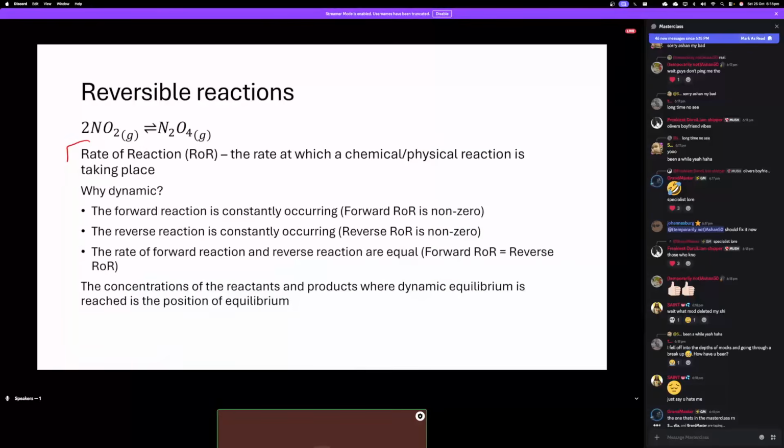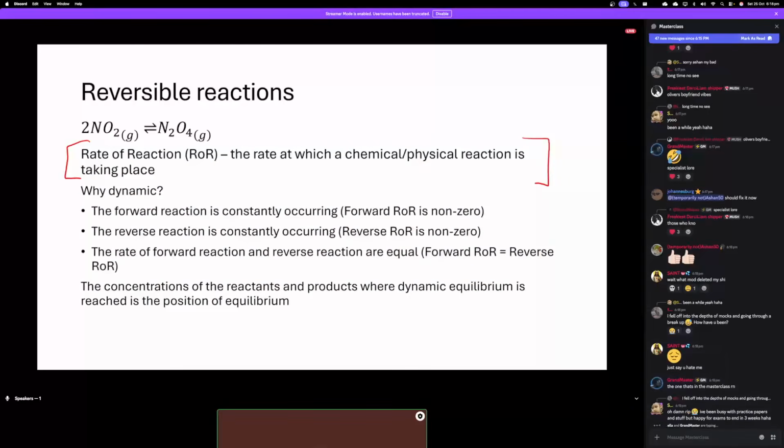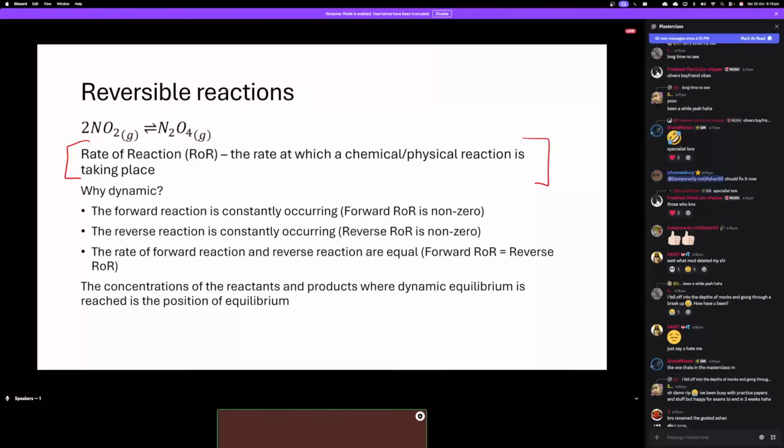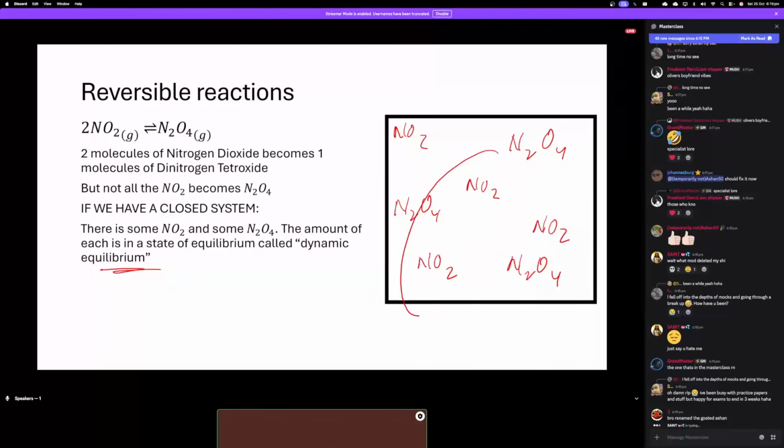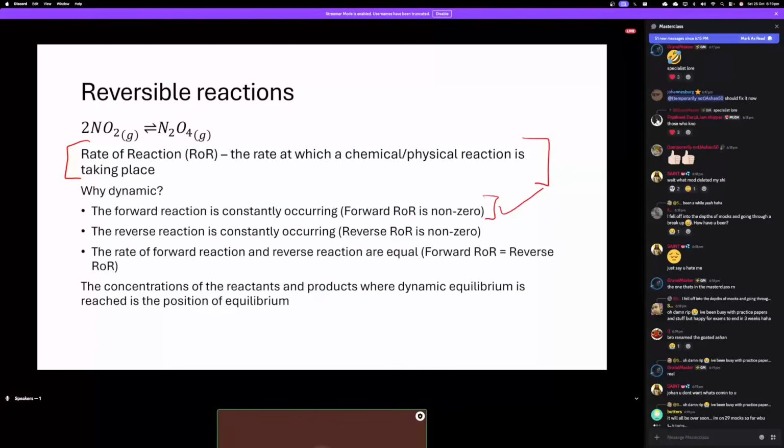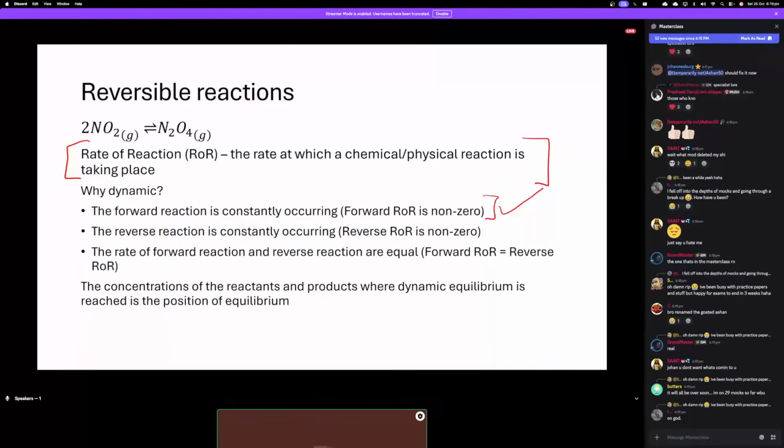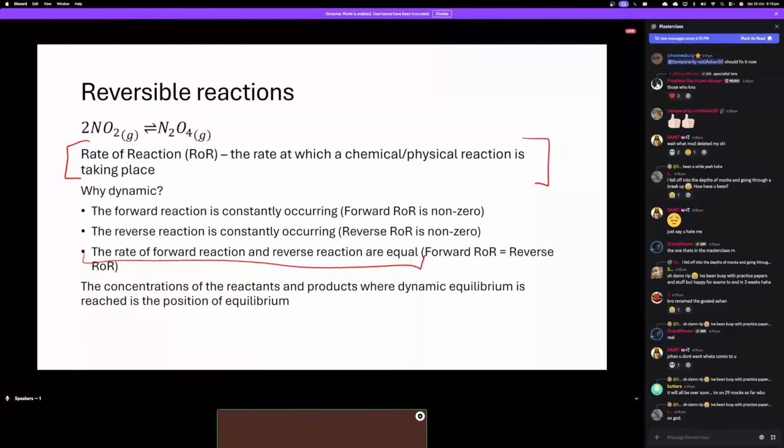So, firstly, rate of reaction. It's the rate at which the chemical reaction will take place. That is unit 1 and 2. Why is it dynamic? Because in our little box here, we have the NO2 molecules reacting with each other to produce N2O4. But we also have the N2O4 molecules breaking apart into NO2. This is constantly occurring, so it's non-zero. And both rates are equal to each other, right?